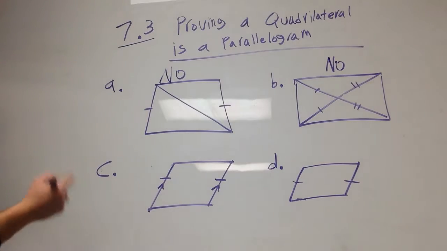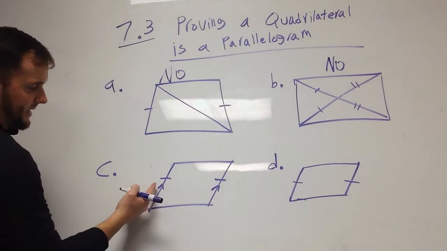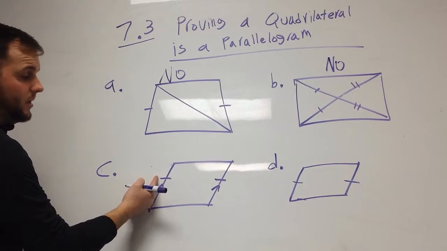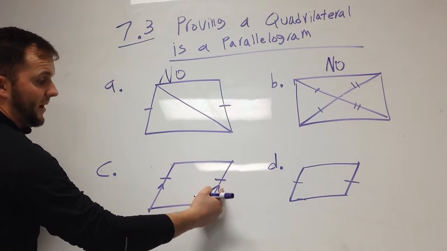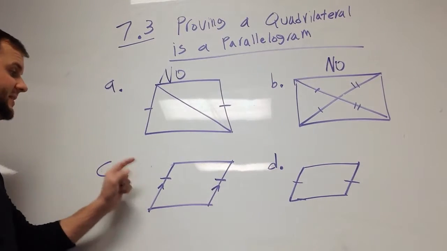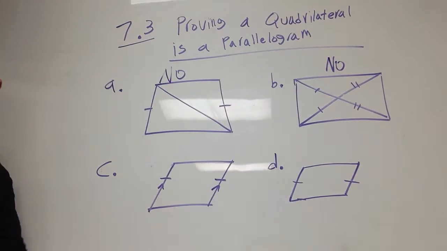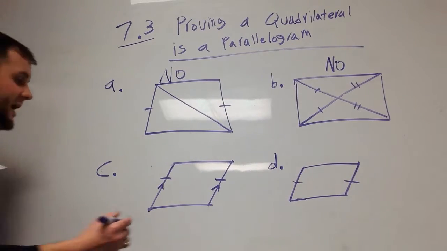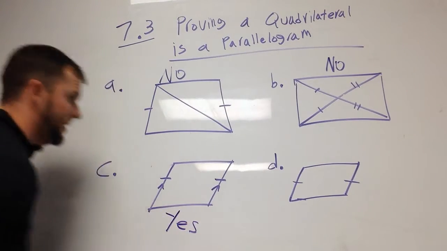So looking at C, the only information I'm given is this side is parallel and congruent to this side. So one pair of opposite sides are parallel and congruent. So this is going to be a parallelogram because of my theorem 10-8. So this is going to be a yes.